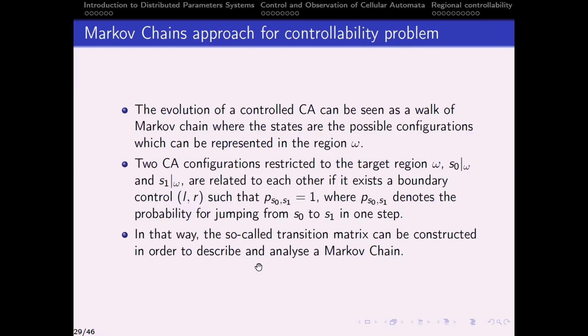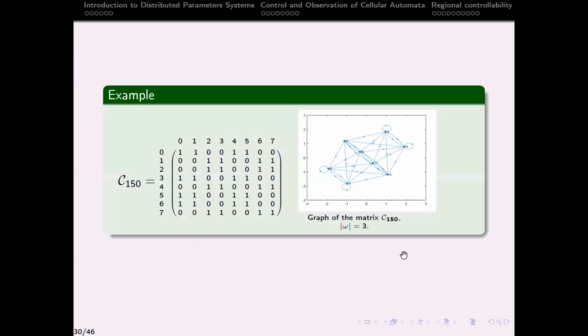In that way, the so-called transition matrix can be constructed in order to describe and analyze a Markov chain. And we obtain a result related to this matrix, constructed from a Markov chain. For this, we design the graph of the matrix, and if there is no link between two configurations, that means that this configuration cannot be reachable starting from the first configuration.